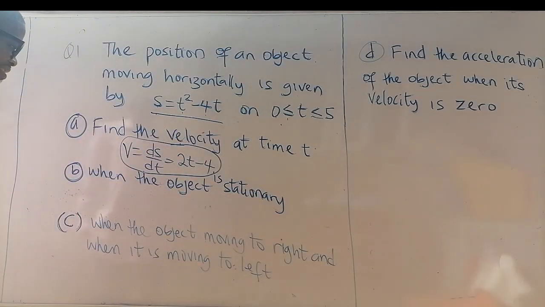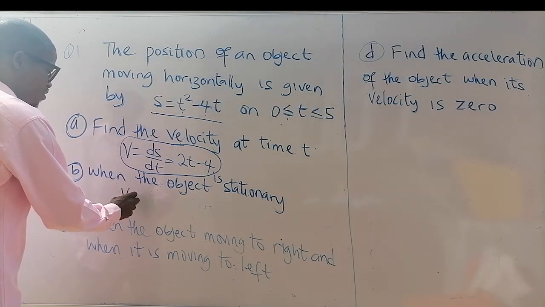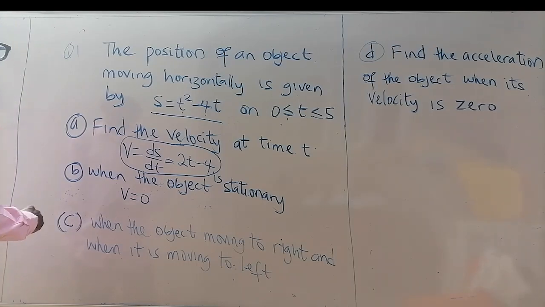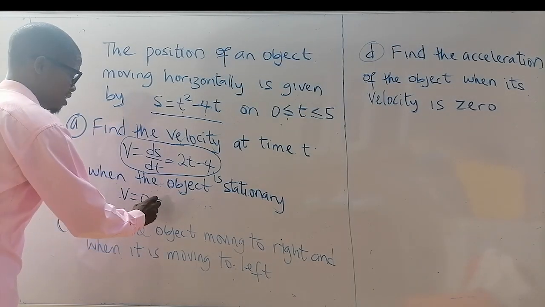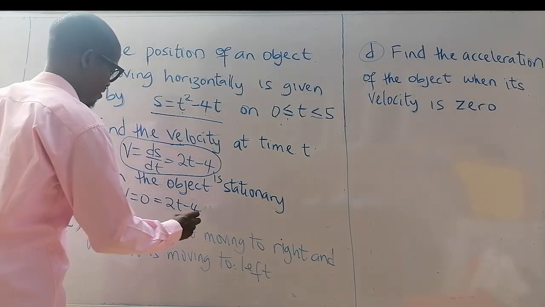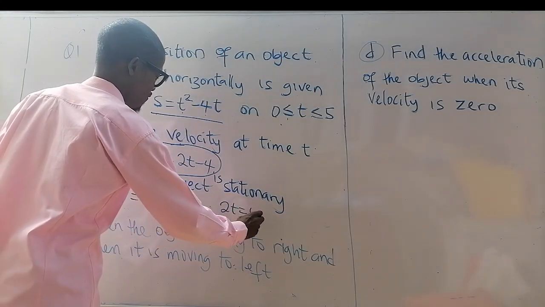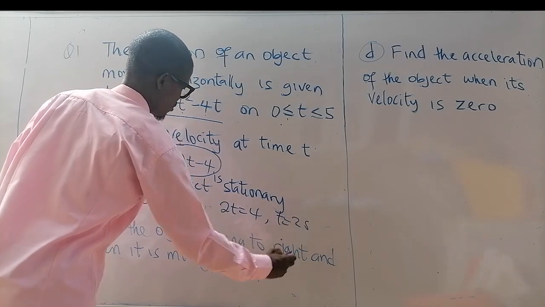Then, when the object is stationary, that means your velocity v is equal to 0. When the object is stationary, it's not moving, so velocity is equal to 0. Then equate it to what you have: 2t = 4, and t is equal to 2 seconds.